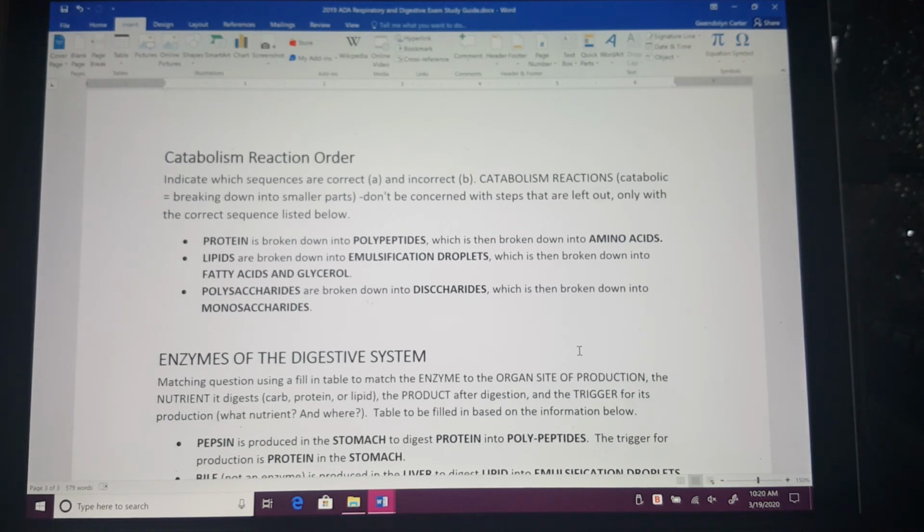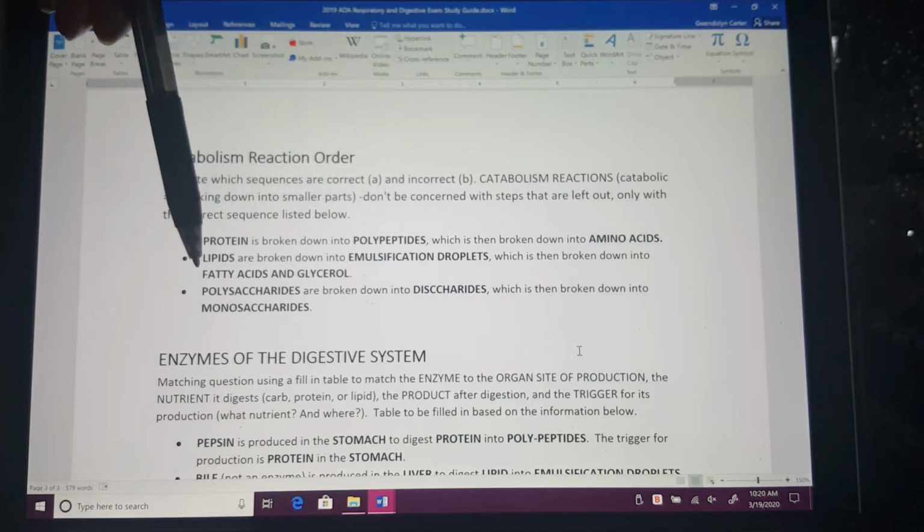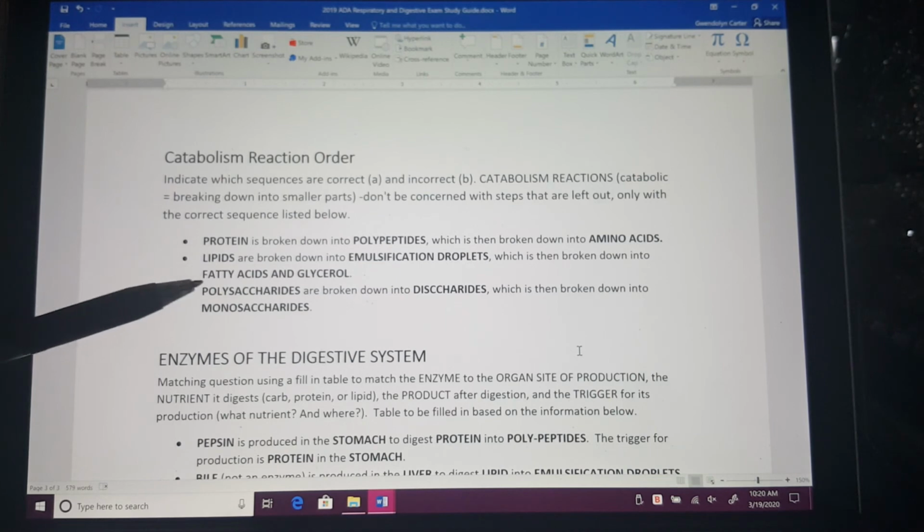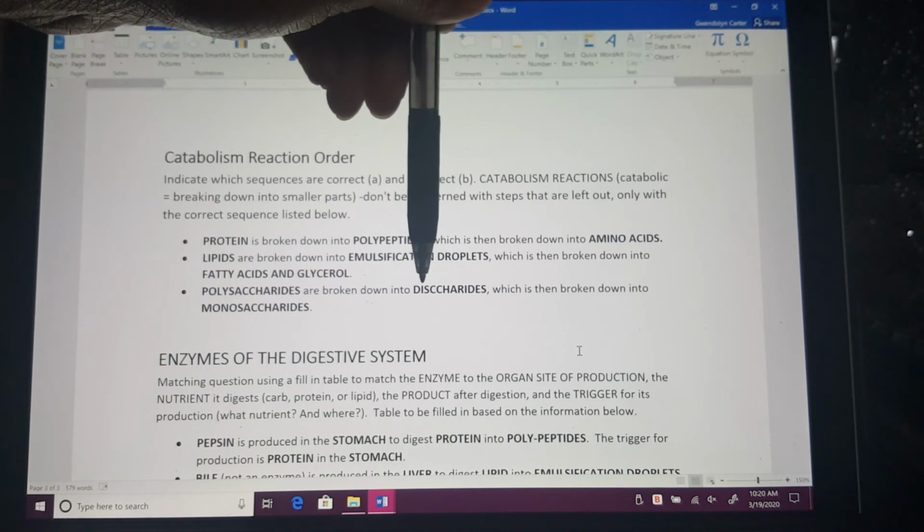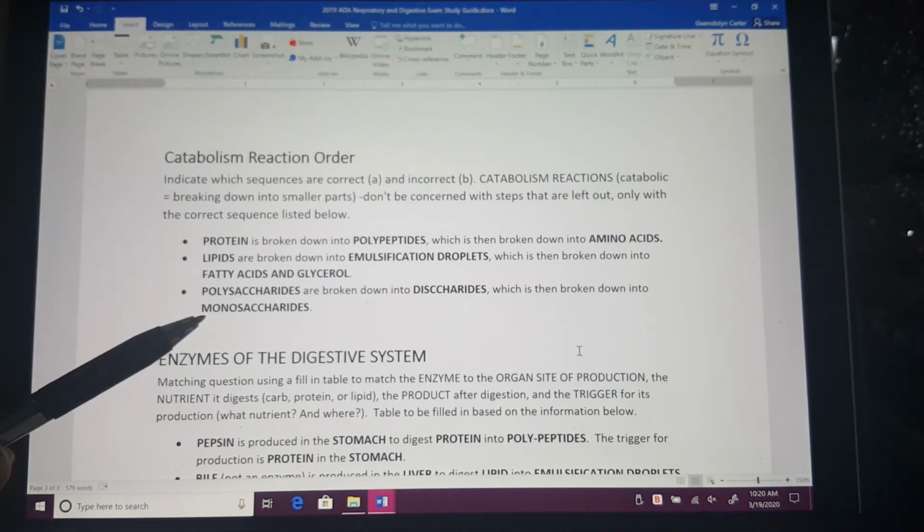Okay. So for the catabolism reactions, again, this is just more stuff that you learned during the digestive chapter. We have different nutrients: proteins, lipids, and polysaccharides, so our carbohydrates. The proteins are broken down to polypeptides and then to amino acids. So these are the correct orders. Lipids are broken down to emulsification droplets, which are then broken down into our fatty acids and our glycerol. And then our polysaccharides, which are our carbohydrates, are broken down to disaccharides, so di meaning 2, and then down into monosaccharides, so mono meaning 1.